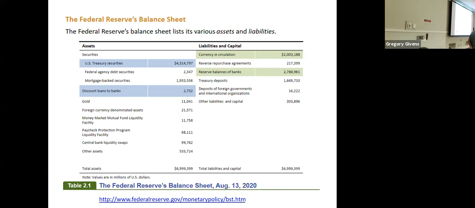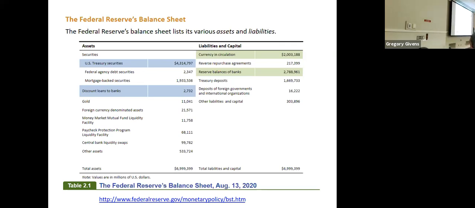Other liabilities and capital. What's this here? Let me just be clear, this $303 billion includes a bunch of other Fed liabilities plus their capital. Those are the profits that the Fed makes on the interest and sale of their securities every year. Why is that a liability? Who do they have to give those profits to, Jameson? They get dumped right back into the Treasury, right? At the end of every year, the Fed owes all of those extra profits back to the Treasury. So that's the sense in which it's a liability.